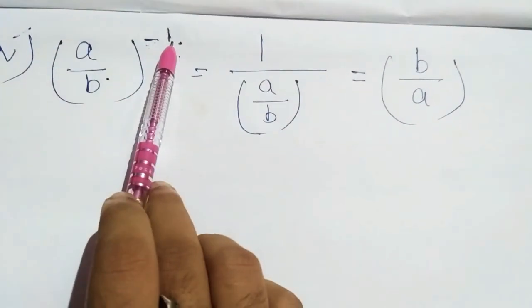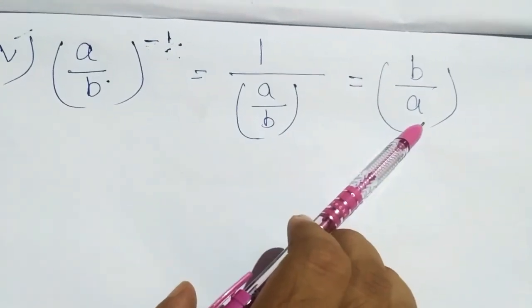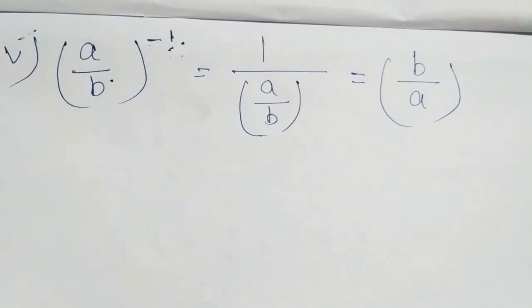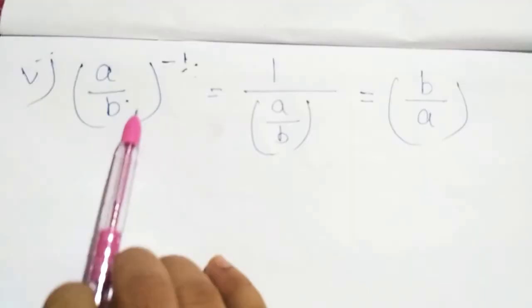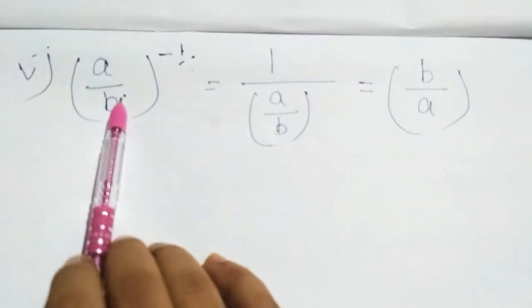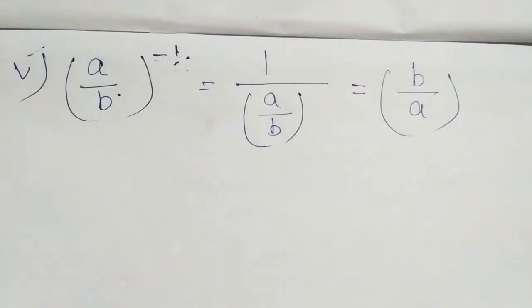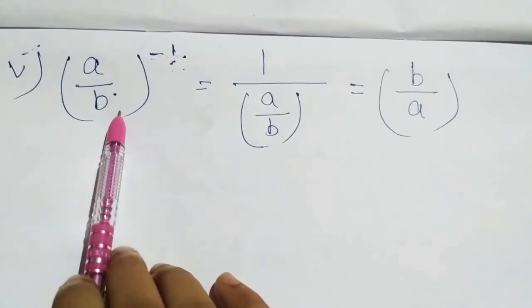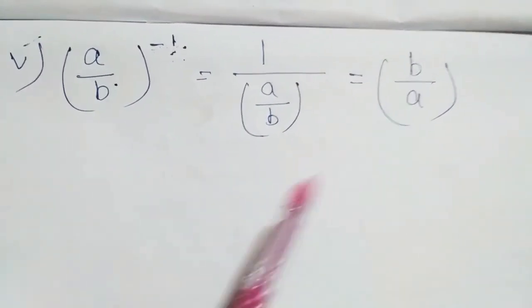Here a negative exponent is the same as the reciprocal of the positive exponent. Okay, both are the factors with negative exponent. Okay, this is the meaning. A negative exponent is the same as the reciprocal of the positive exponent.